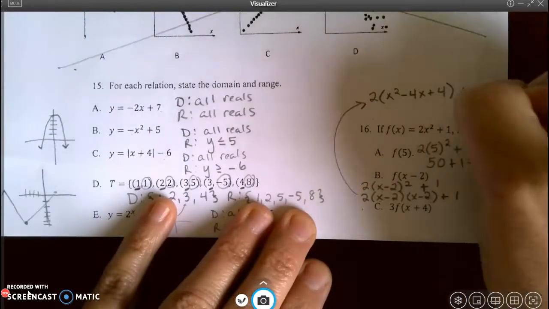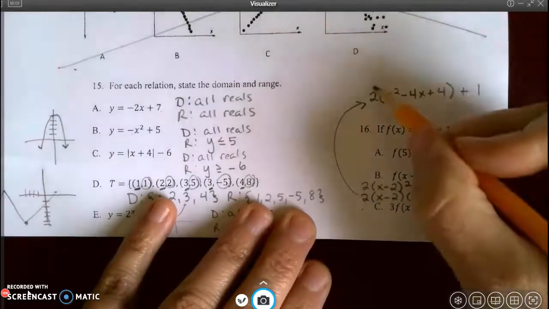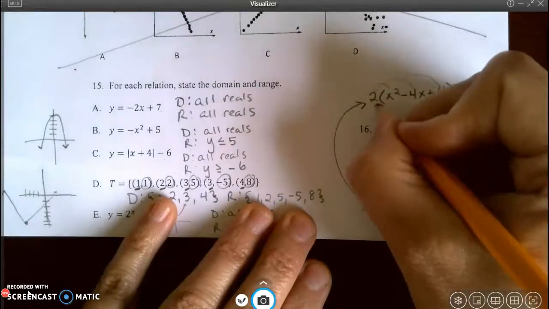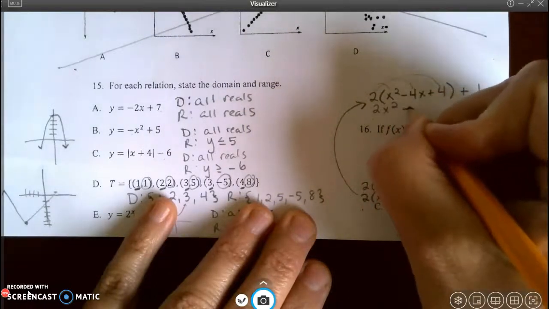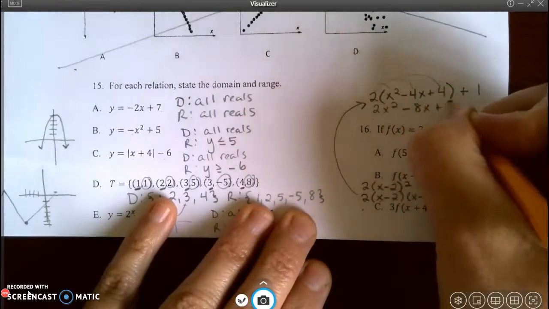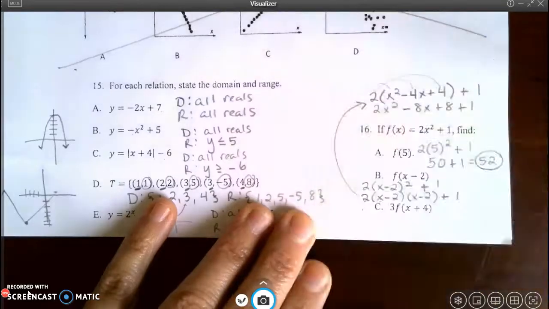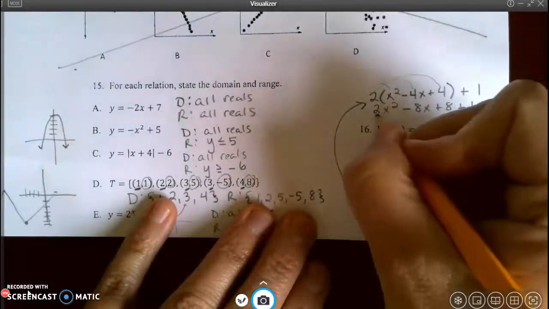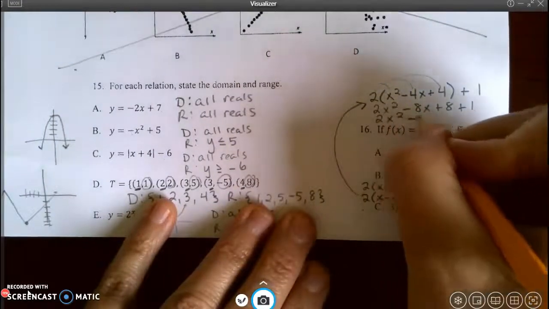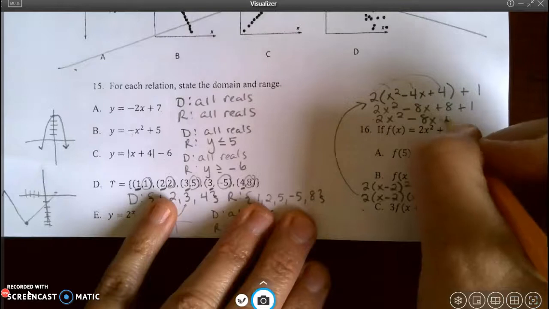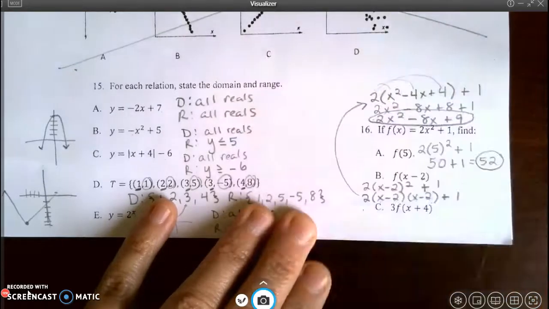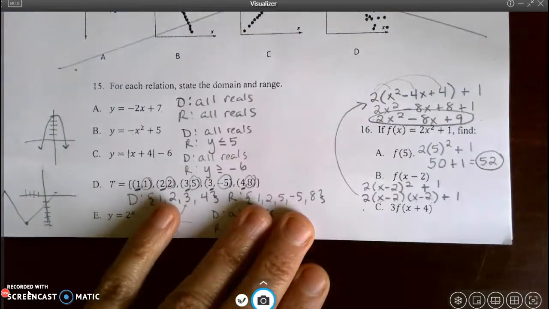And then I still have this plus 1. I'm going to now distribute my 2. And I get 2x squared minus 8x plus 8 plus 1. I am almost finished. I can still get that 8 and 1 together, so I get 2x squared minus 8x plus 9. That's my final answer for part B.